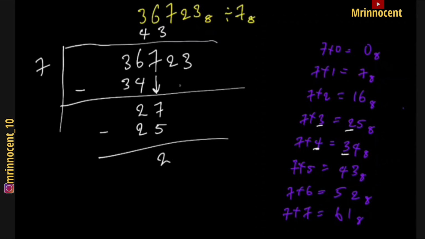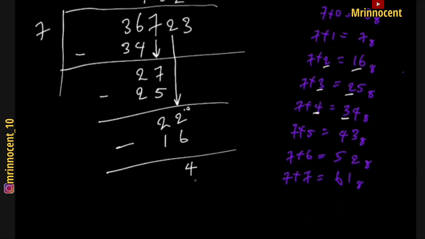7 divided by 2 cannot. Bring down 2. 7 divided by 22. So you come to the chart and look for a number that falls under 22, or a number that comes before 22. So here you have 16. So it's 2. 2 times 7 is 16. You subtract. 2 minus 6 cannot. Borrow 1 here, call it 8. 8 plus 2 is 10. And 10 minus 6 is 4.